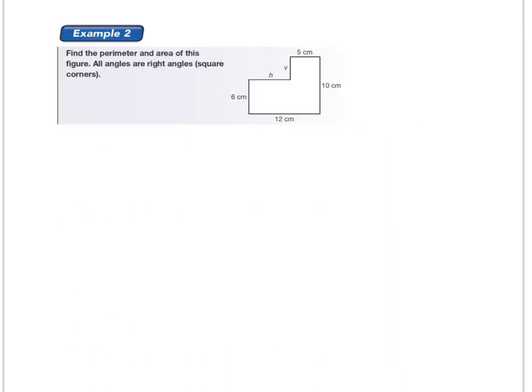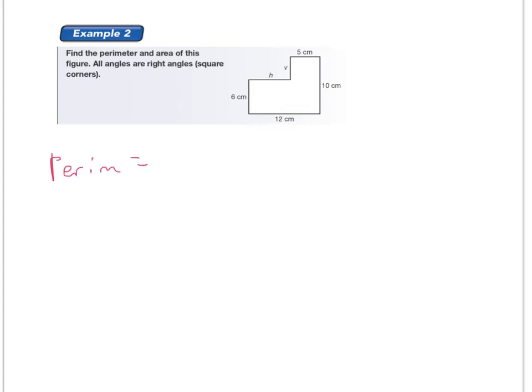And we have one more example. The example says, find the perimeter and area of this figure. All angles are right angles, means they have square corners. Okay? Well, again, remember, perimeter is the distance around the outside. Okay? So we're going to find the perimeter of this shape in red.